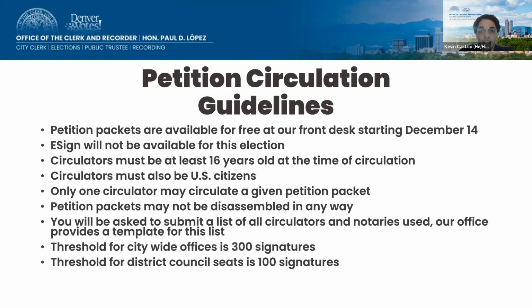And at the end of circulation, you'll be asked to submit a list of all the circulators and notaries that you used. Our office has a template for this list. It's an Excel spreadsheet. If that doesn't work for you, just reach out and let me know, and I'll figure out a different way to get this template set up for you. But we do offer it once you or your representative comes in to pick up the petition packets.